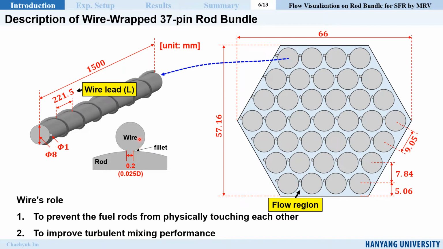A rod is 1.5 meters long and a wire is wrapped on the rod about 7 times with a cycle of 221.5 millimeters. The fluid flows through the narrow passage between the rods in the hexagonal housing, and the wire prevents the rods from physically touching and improves the turbulent mixing performance.